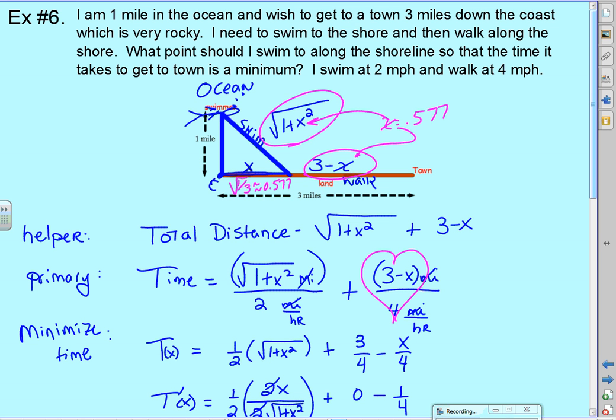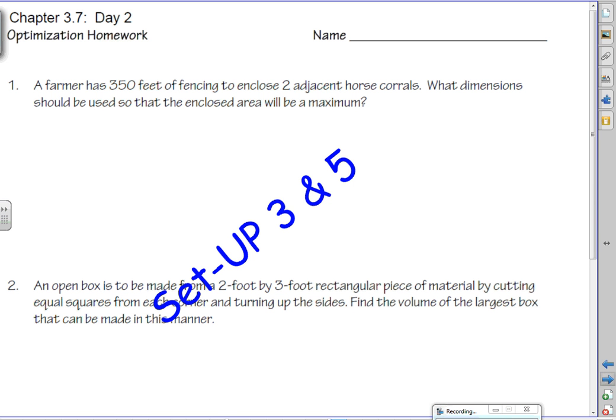Okay, I have homework set up for you, and it is the worksheet on optimization. Number 3 and number 5 are a little tricky in setting it up, so I think I'll do a quick video on that and post that to Schoology if you'd like to watch that. That may help you get things set up. Very good.